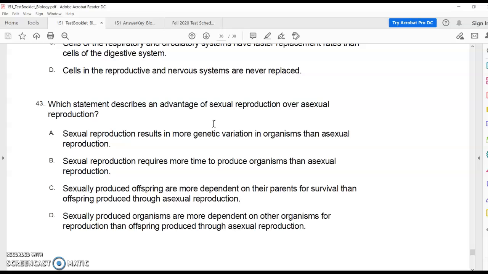43, good thing we just finished talking about meiosis. So advantages of sexual reproduction over asexual reproduction. And we talked about A a whole lot. Remember, meiosis has genetic diversity within gametes. And that meiosis is a form of sexual reproduction. And so we had crossing over, we have independent assortment. So those are going to lead to genetic variation that we don't see in asexual reproduction.